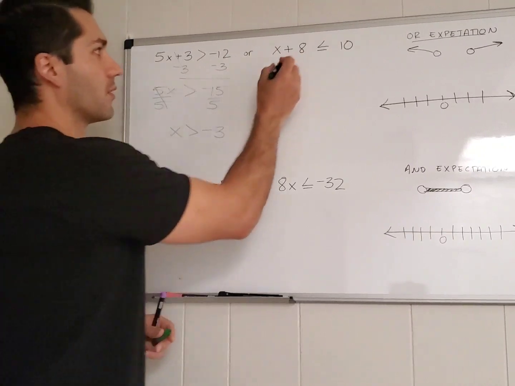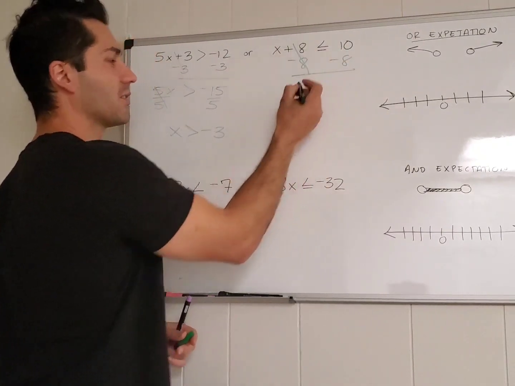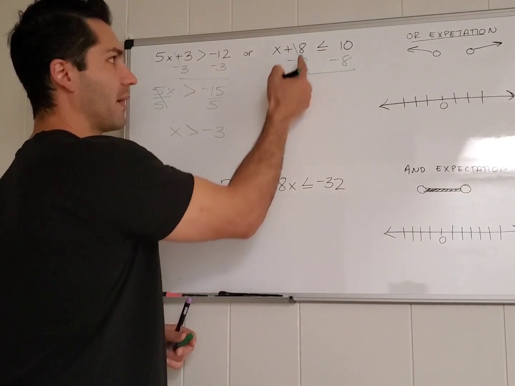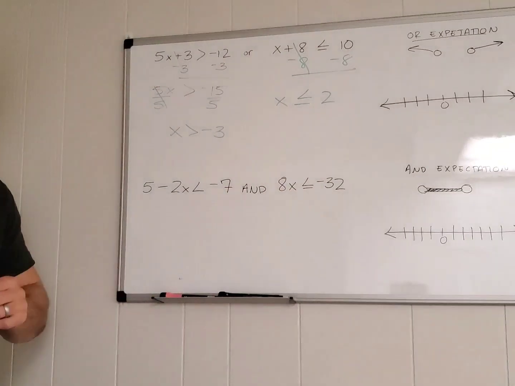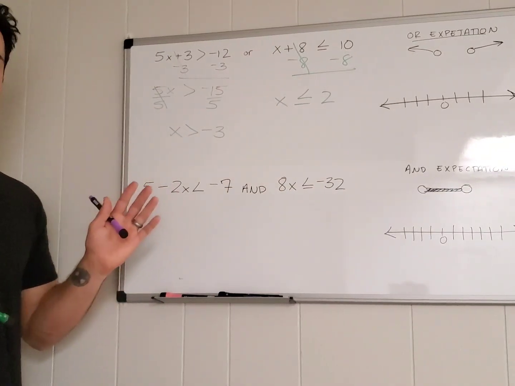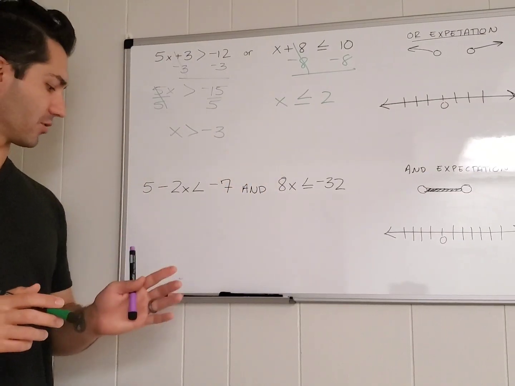For this one, negative 8. Negative 8, we're going to subtract 8 from both sides. And just like that, I have x by itself. X less than or equal to 2. Now, normally, on an or problem, I would just write the word or between them, and I'd be done for the most part. That'd be my answer.